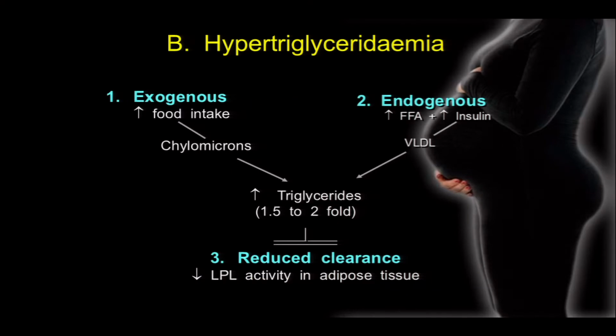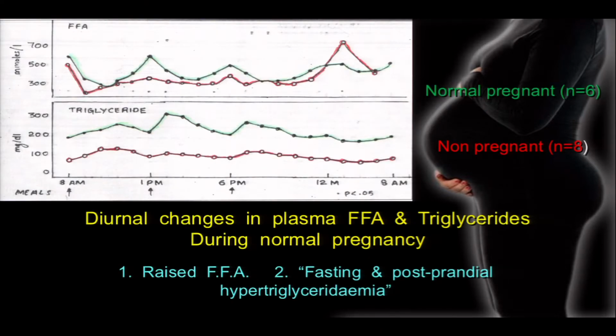Triglycerides, exogenous source: food intake is increased, chylomicrons are produced, triglyceride level is 1.5 to 2-fold increased. Endogenous: because there are high levels of FFA, in the presence of high levels of insulin, more VLDL is secreted from the liver. Once again, the triglyceride levels go up. And lastly, there is a reduced clearance because of the reduced LPL activity in adipose tissue. So, the combined effect is hypertriglyceridemia. Now, this slide tells you that there is a raised FFA level in the pregnant state, also raised triglyceride level in the pregnant state compared to non-pregnant state continuously throughout the day.